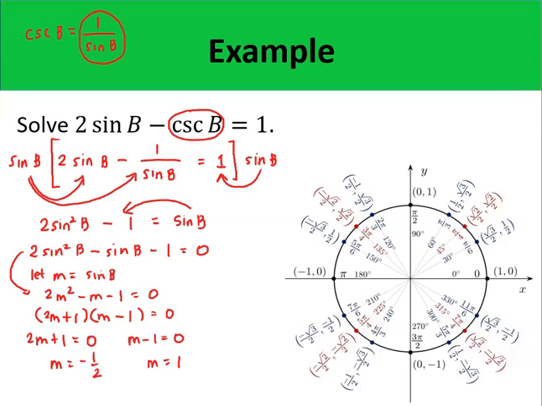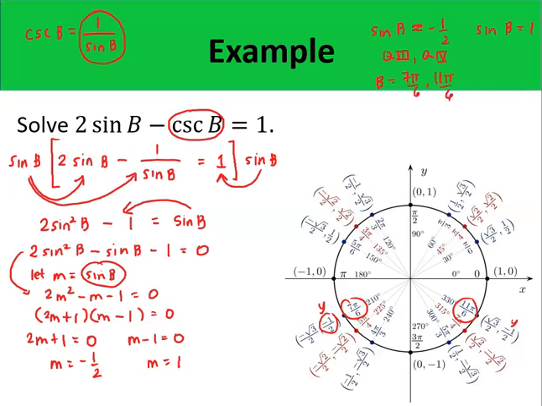So if we write m back to sine b, we get sine of b is equal to negative 1 half. And then for the other case, we write sine of b is equal to positive 1. So in the first case, since sine of b is negative 1 half, then we see that the angle b is in quadrants 3 and 4. And among the special angles here in the figure, the angles with y coordinate equal to negative 1 half are 7 pi over 6 and 11 pi over 6. So that means b is equal to 7 pi over 6, and then the other one is 11 pi over 6.